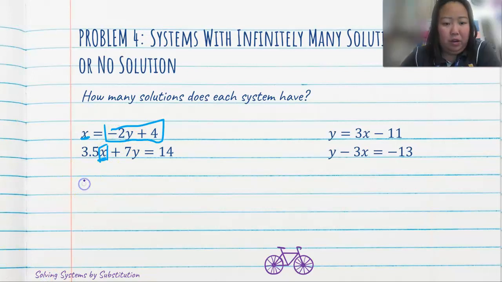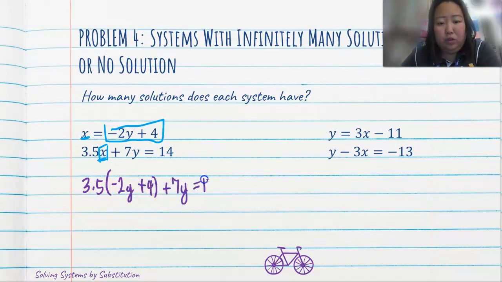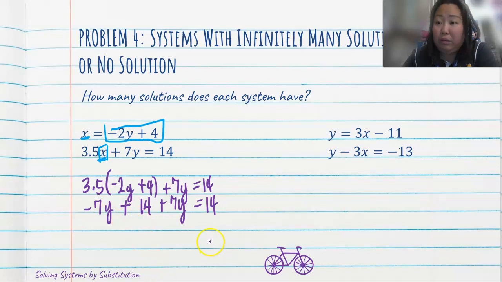So this will be 3.5 times negative 2y plus 4 plus 7y is equal to 14. All right, and so we will be distributing our values. So this will be negative 7y, and then plus 3.5 times 4, that's going to be 14, plus 7y is equal to 14. Now, as you can see, when we combine like terms, negative 7y and positive 7y, that's going to cancel, okay? And so we are just left with 14 is equal to 14.